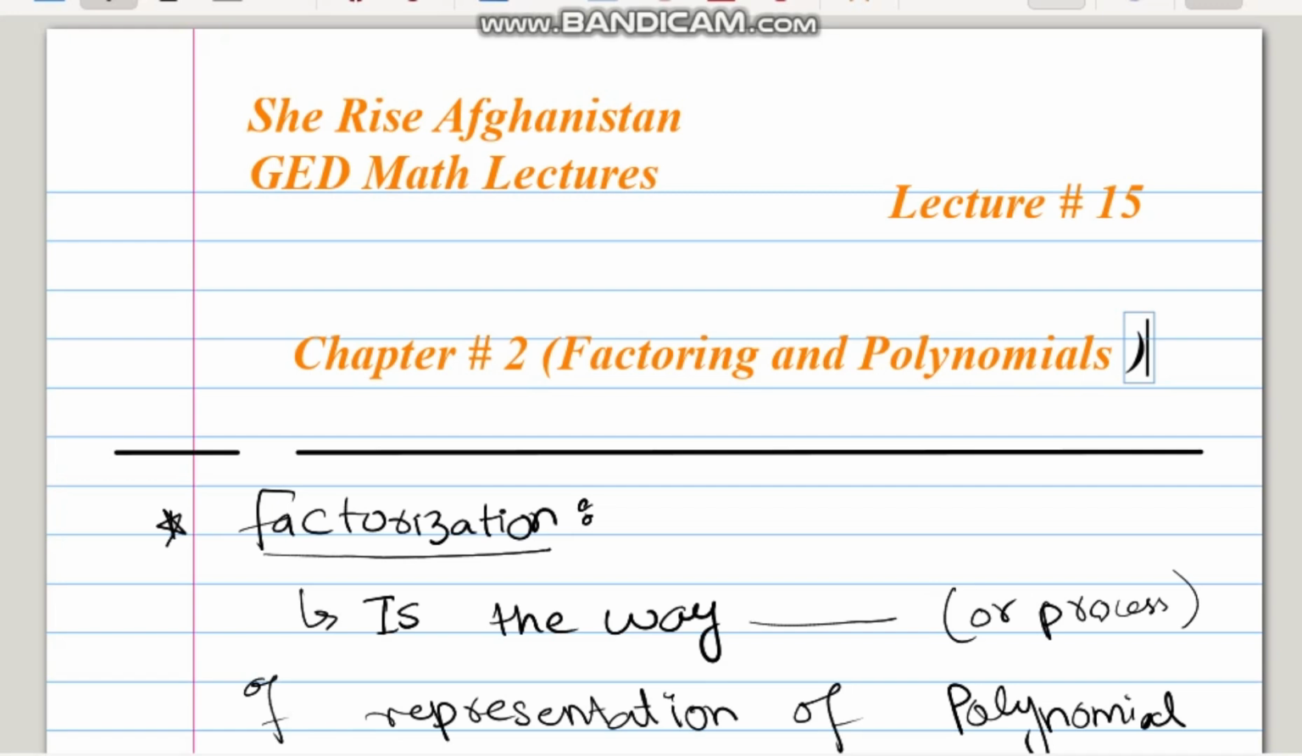So what actually is factoring? Factoring is the process, or the representation of the polynomial in a simple form. And what is a polynomial? A polynomial is just an expression which contains many terms. Poly means many and nomial means terms. We are studying these things.